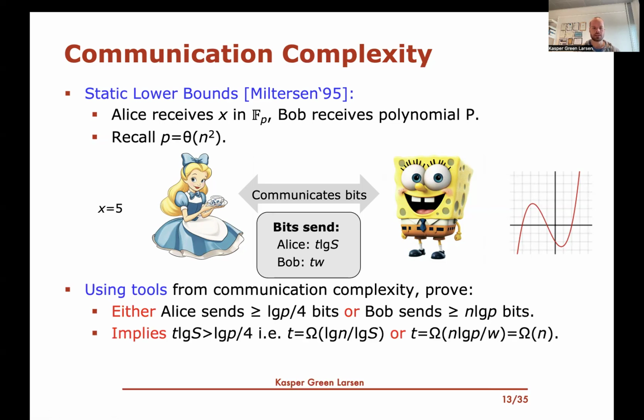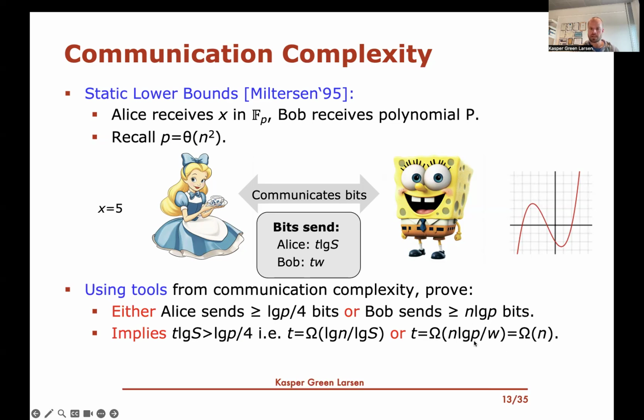And indeed, if we can prove this, then we get this conclusion that either t log s is at least log p over 4, or tw is n log p. So basically, if we solve for t, we get either t is log n over log s, or t is n log p over w.